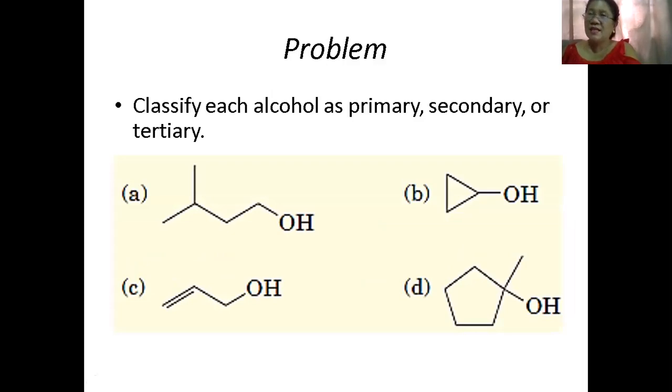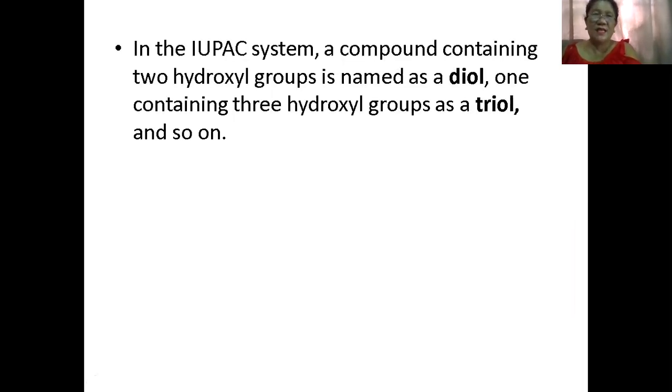Again, I'm going to send this with your LMS. In the IUPAC system, in case there are two hydroxy groups, the OH groups could be named as diol. If there are three, triol, and so on. If there are four, tetraol. Diol, triol, and tetraol.